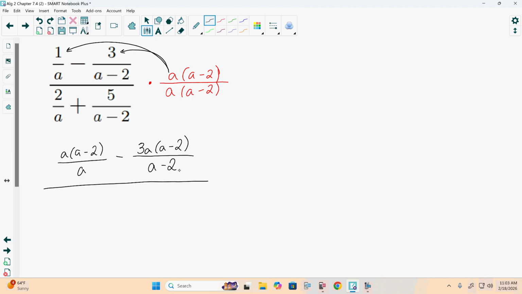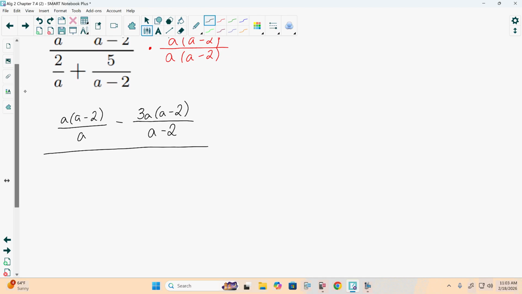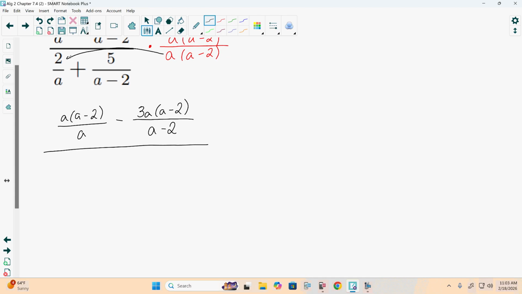Now we're going to do the exact same thing on the bottom of the fraction. So we're going to start off with multiplying 2 over a, so the 2 by a times our a minus 2 all over a plus. Then we're going to multiply the a times a minus 2 with 5. Gives us 5a times a minus 2 over a minus 2.